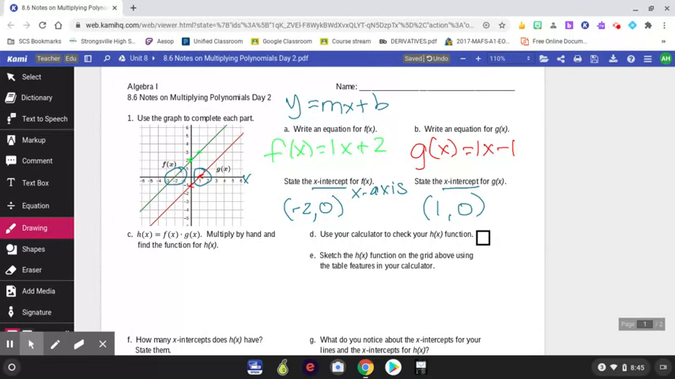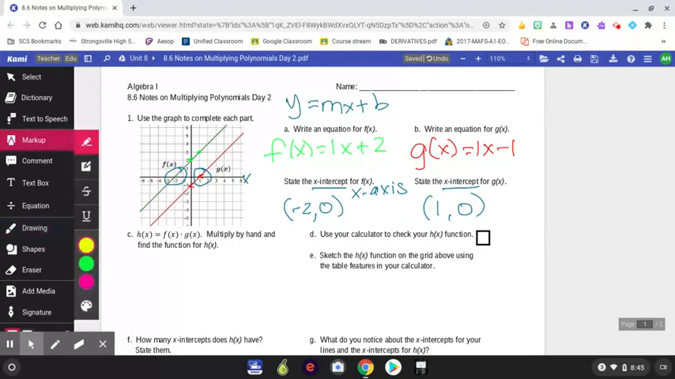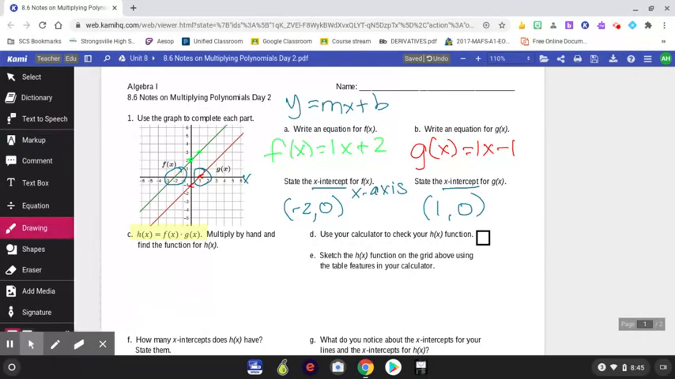C says h of x equals f of x times g of x. So there's that multiplication. It says multiply by hand and find the function for h of x. Okay, so I'm going to write h of x equals f of x times g of x. I have the f of x function, so I'm going to write x plus 2 times, right next to each other in parentheses, the g function, which is x minus 1.